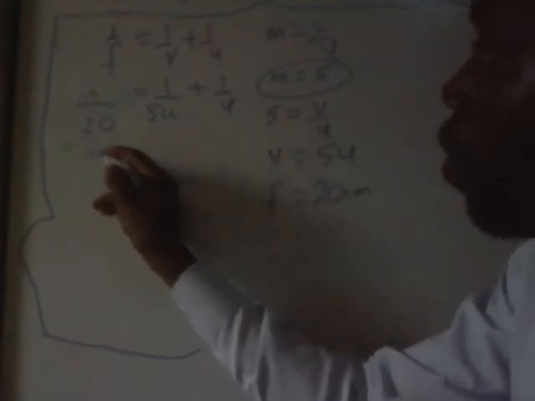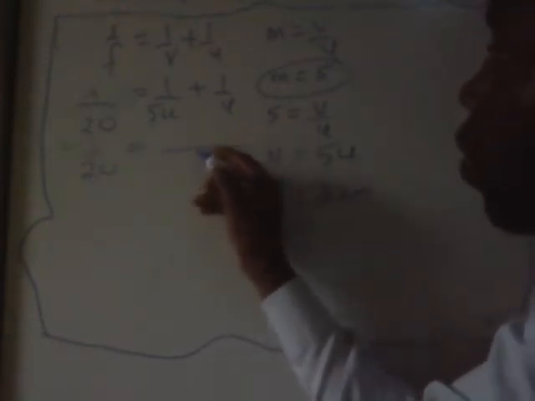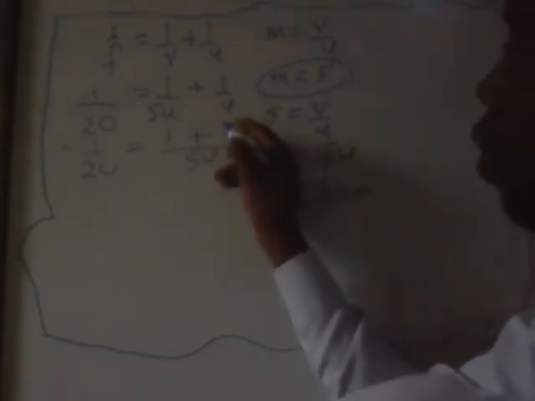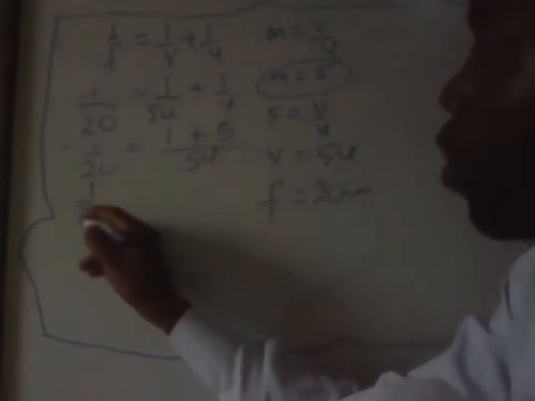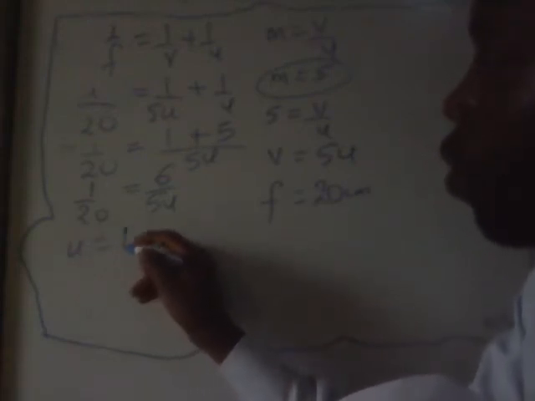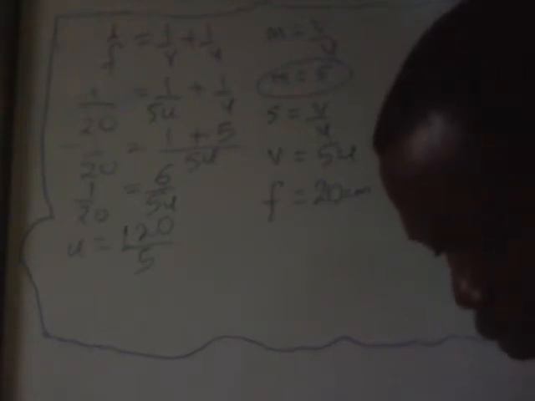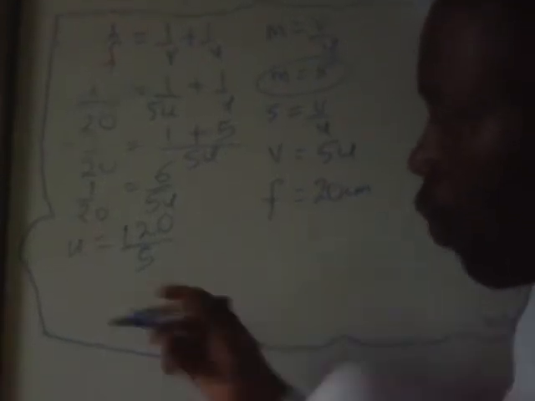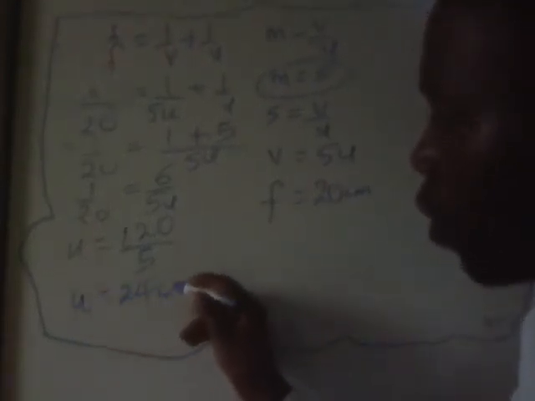So 1 over 20 equals to LCM is what? 5U. Okay, 5U divided by 5U, that is 1, plus 5U divided by U, that is what? 5. Okay, so we have 1 over 20 equals 6 over 5U. So making U the subject, when you cross multiply, you have U equals 120 over 5. Now 120 divided by 5 will give you 24. So our U is 24 centimeter.